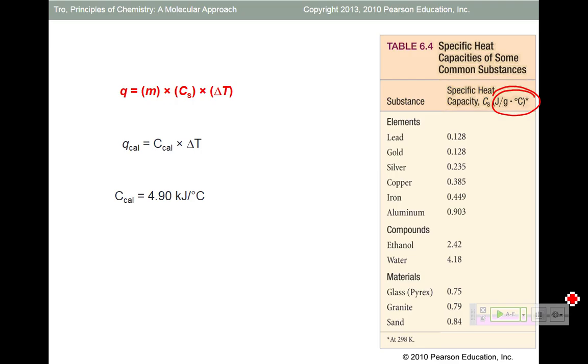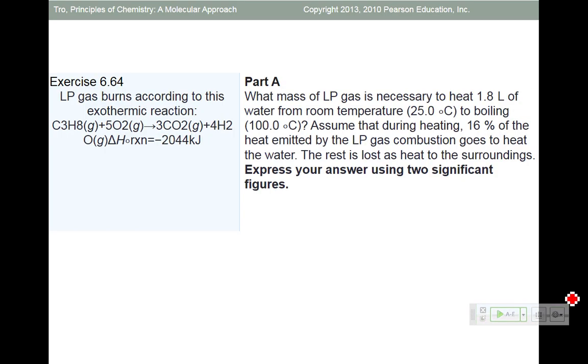Actually, that's what I did wrong. Never mind, ignore that problem. That 4.18 is joules per gram degrees C. So this is kilojoules. That's where I went wrong. So this is 1/8,000 grams. Make sure when you're writing your units, you're using the right ones. So ignore everything I just said about this.